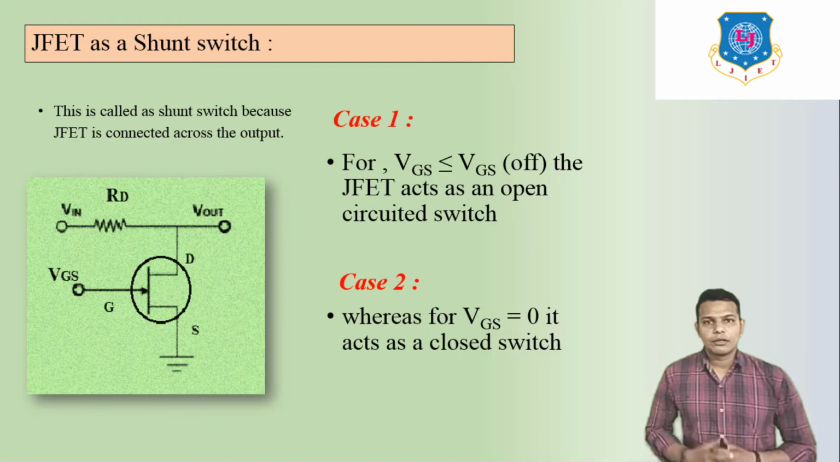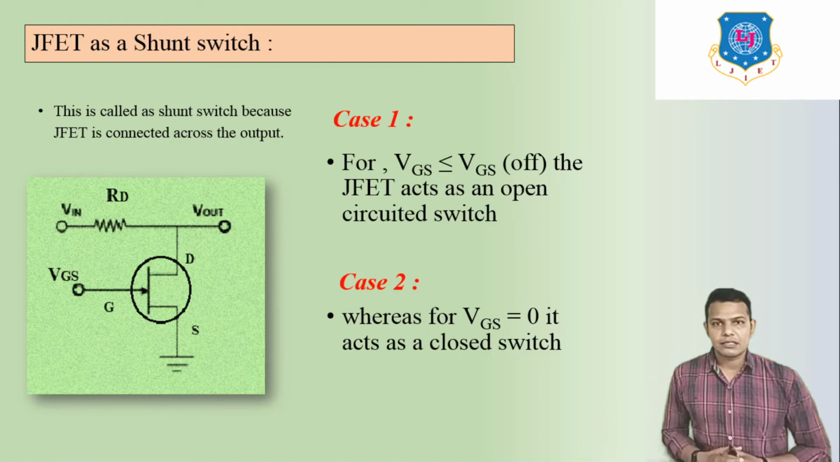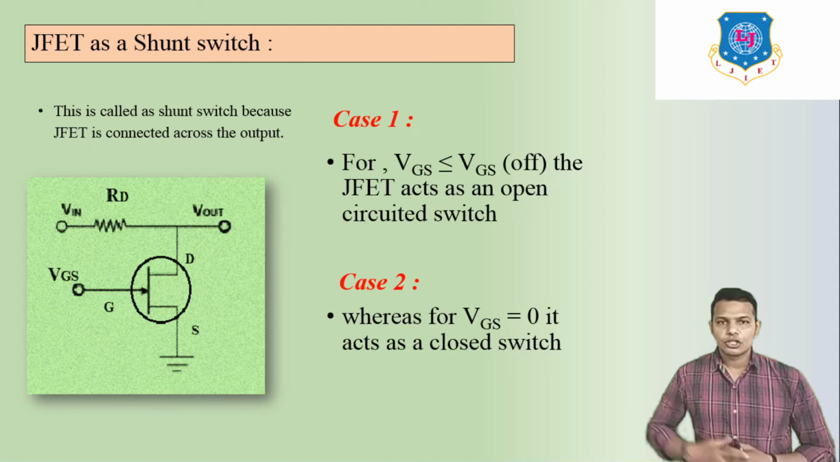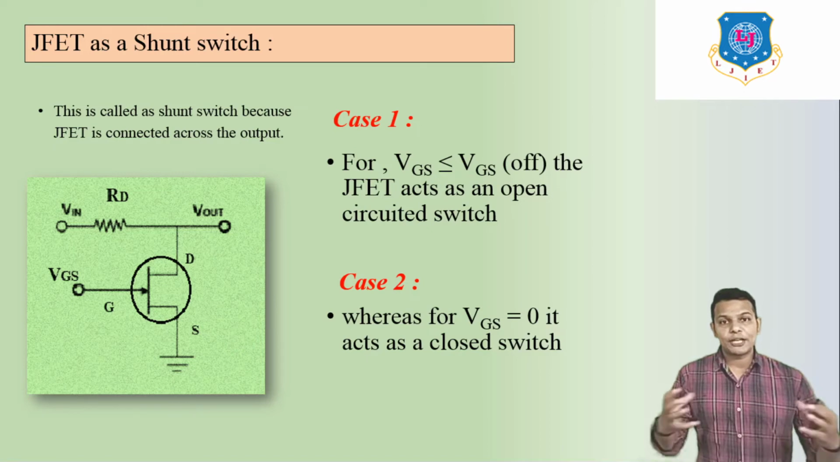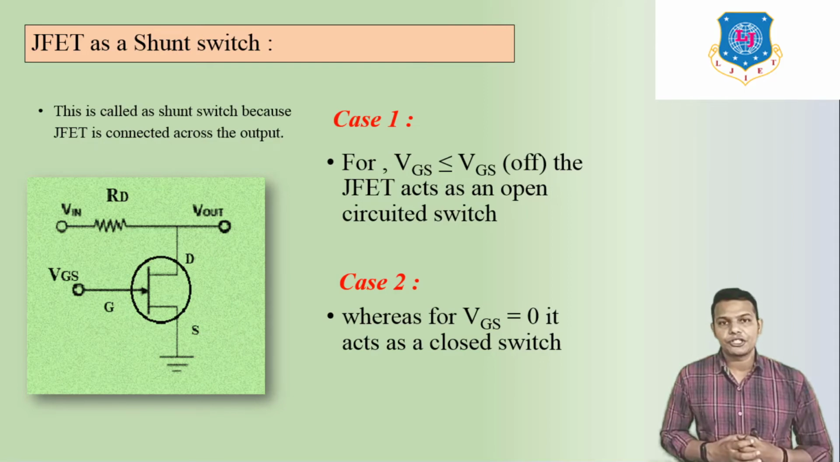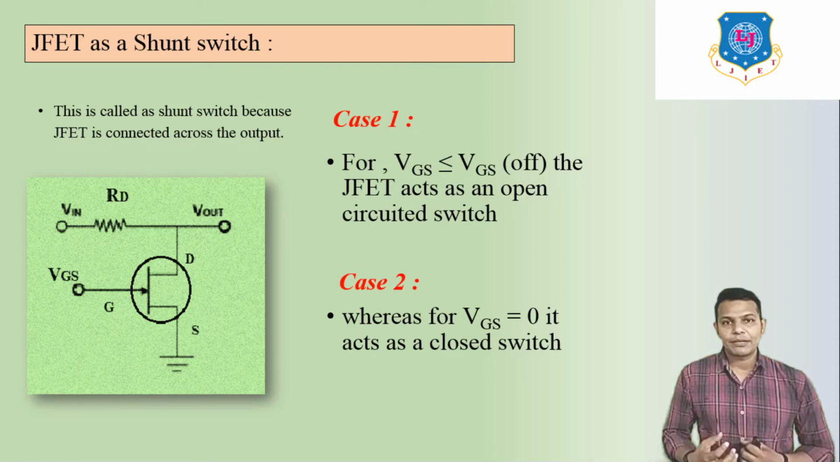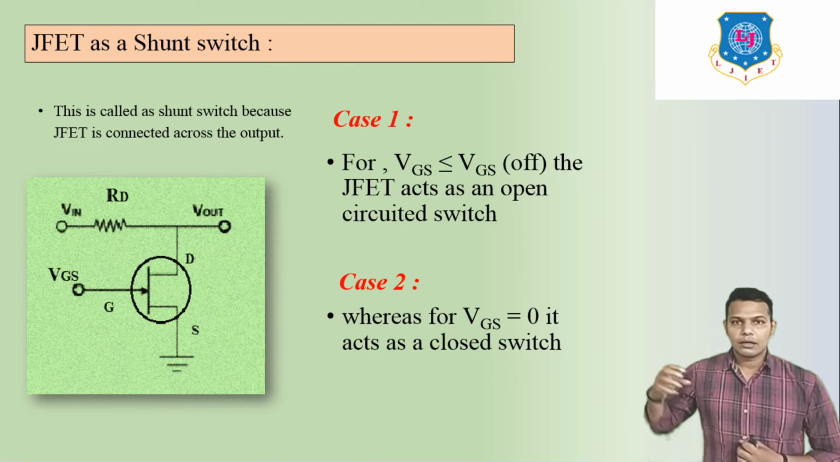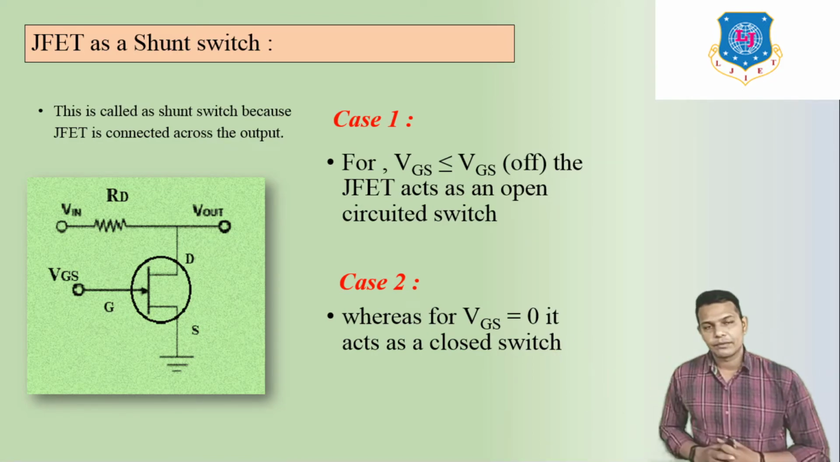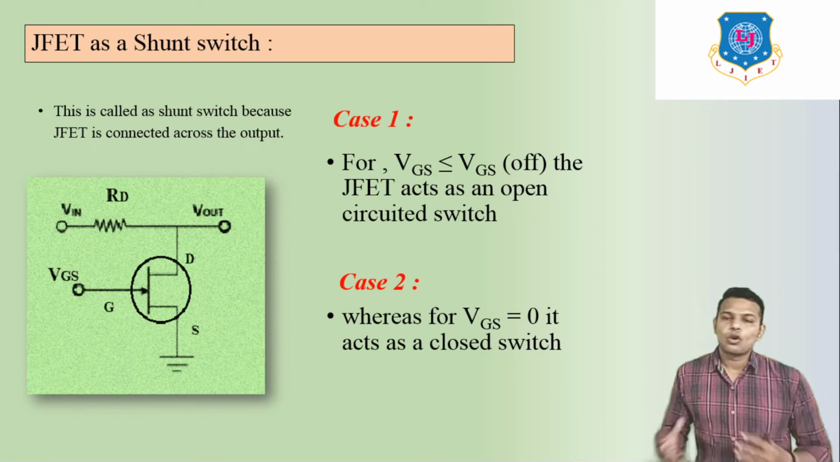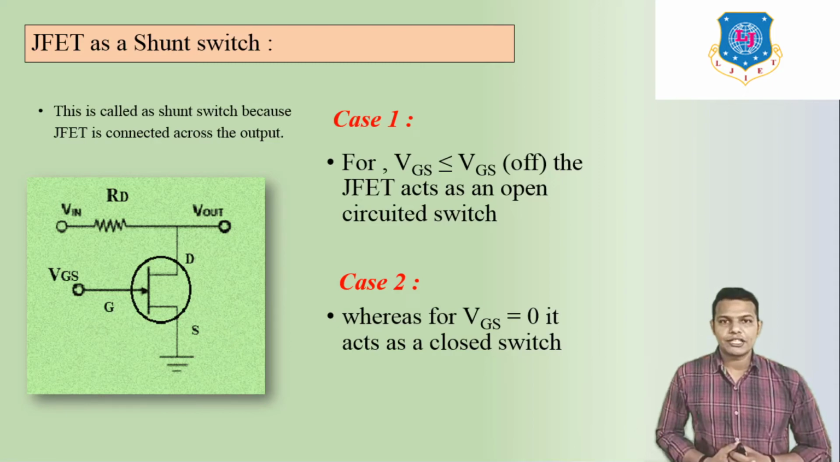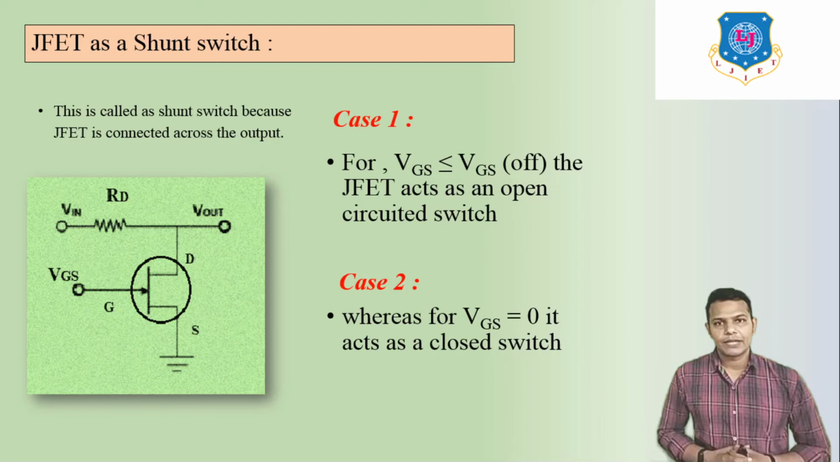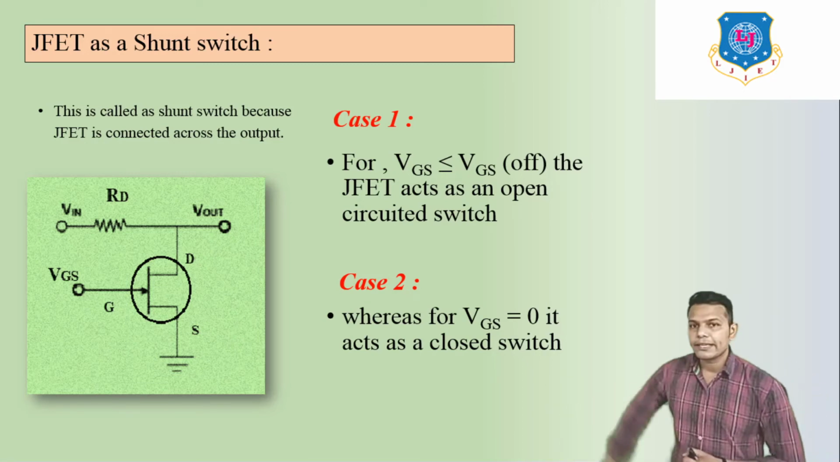That means if your input is minus 4, minus 5, minus 6. Remember, the more negative your input, the more the depletion region increases in the channel. Due to this depletion region, the current flow, or precisely the drain current, stops at the end. That means it is open circuited. So in case number 1, if VGS is less than or equal to VGS off, then it is an open switch.